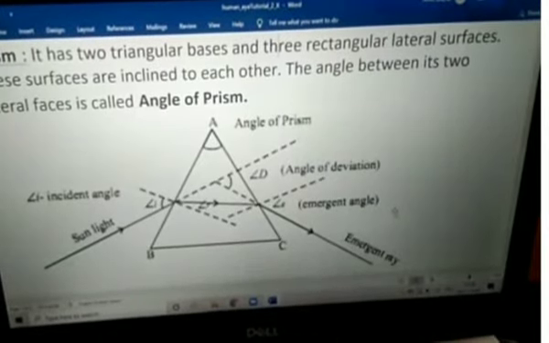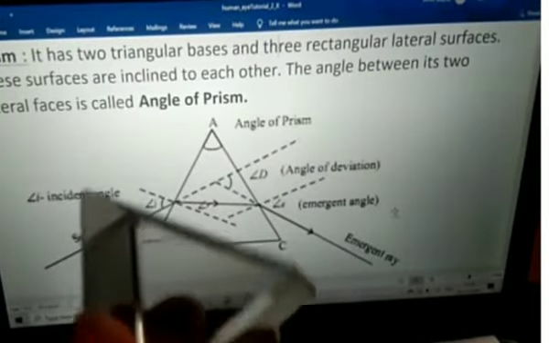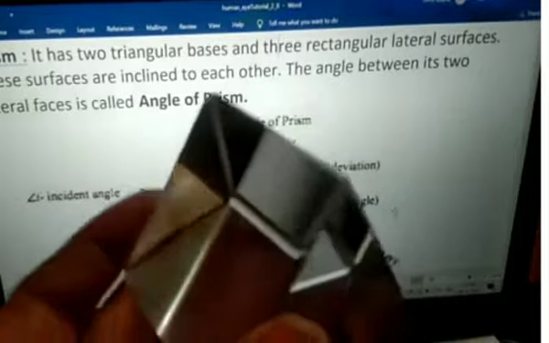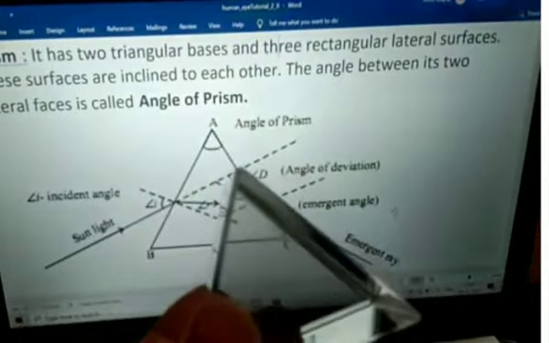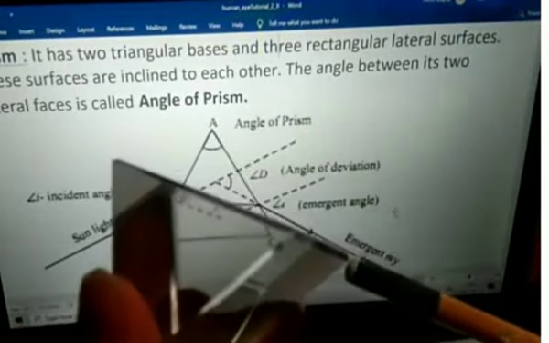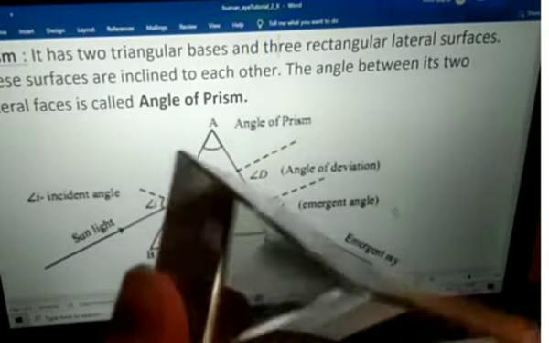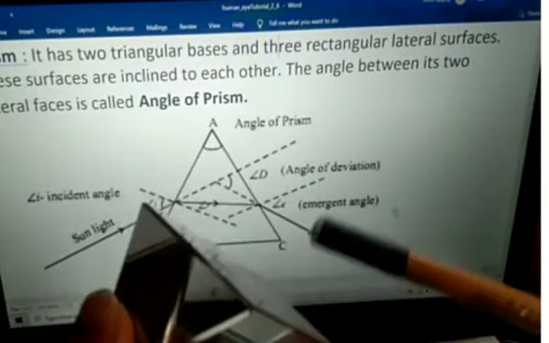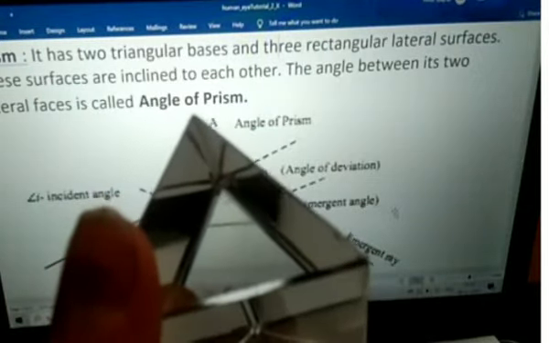So here today we will understand about the prism. First of all, I will show you that this is the prism. This is the glass prism. It has two triangular faces, 1 and 2, and 3 rectangular faces. So this is the prism, and we have to understand how the light passes through this prism.